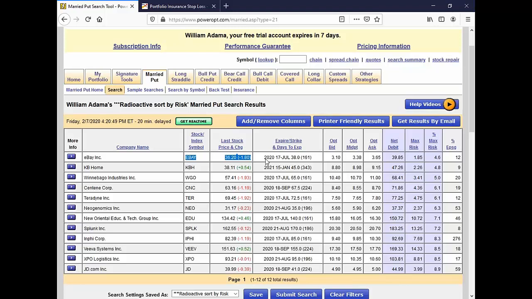Here's eBay. Here's a potential position I might open today if I was opening a new married put. Winnebago is one we've used in the past month, and I'm probably going to open that one soon. But in any case, let's just stick with eBay.